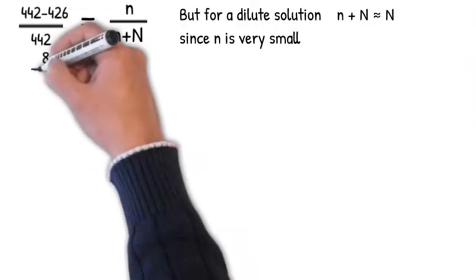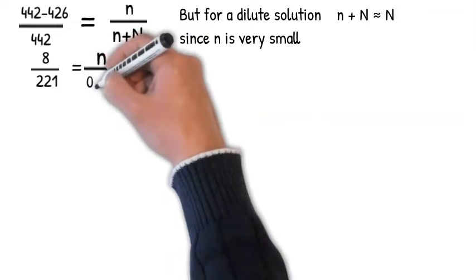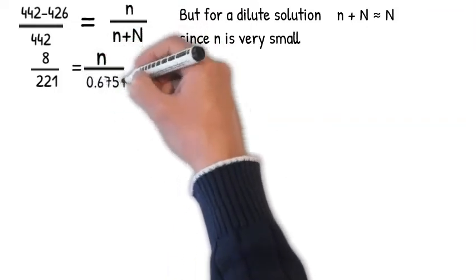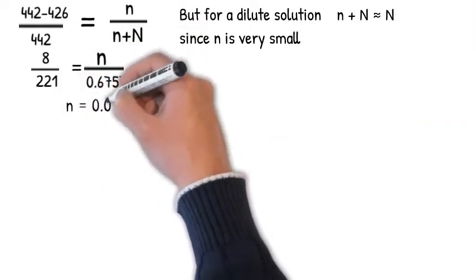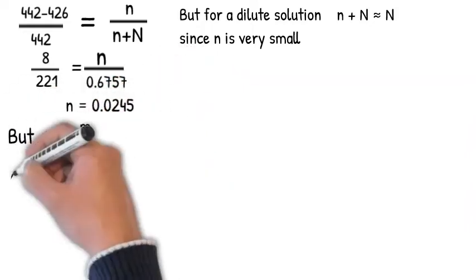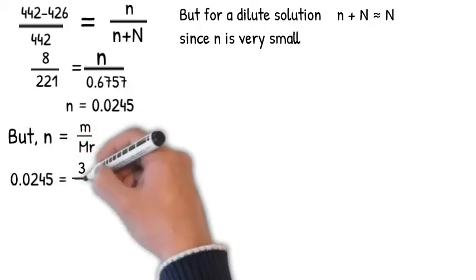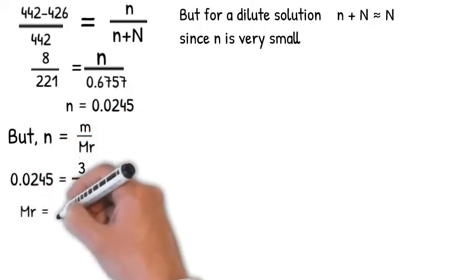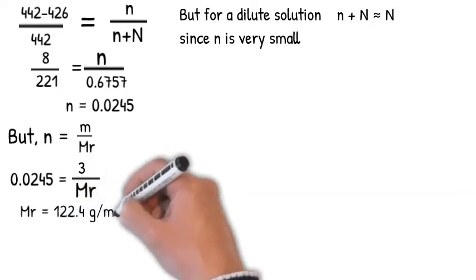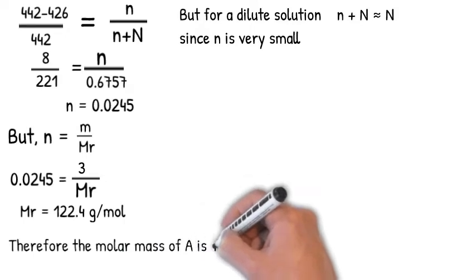Then 8 divided by 221 equals n divided by 0.6757, so n equals 0.0245. But n equals mass divided by molar mass, so 0.0245 equals 3 divided by molar mass. Molar mass equals 122.4 gram per mole. Therefore, the molar mass of A is 122.4 gram per mole.